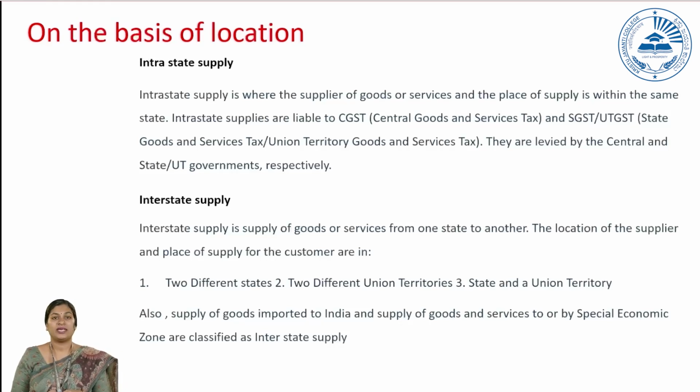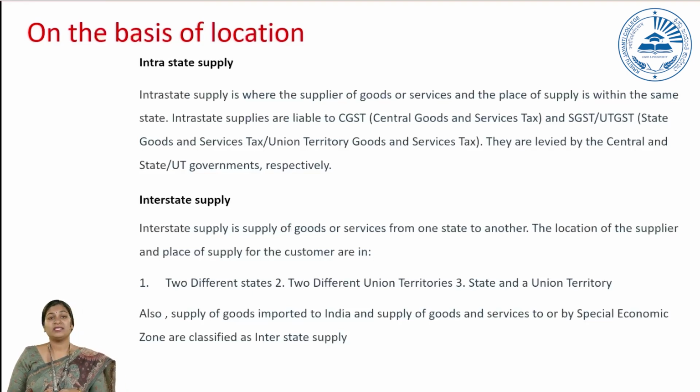Now moving to the interstate supply. Interstate supply is a supply of goods or services from one state to another. The location of the supplier and the place of supply of the customer are from two different states, or it can be between two different union territories, or a state and a union territory. Also, supply of goods imported to India and supply of goods and services to or by a special economic zone are classified as interstate supply.